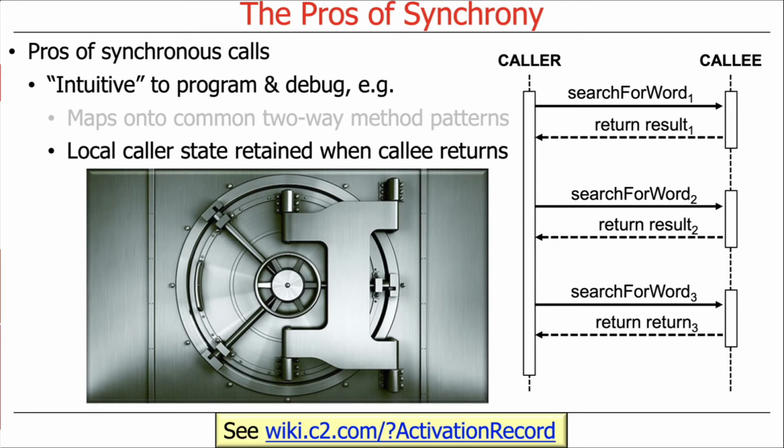Another reason they're intuitive and easy to program and debug is because the state of the local caller, the one that's making the call, is retained in the activation record of that particular method, so that when the callee returns, the state is sitting right where it was left. So there's nothing else you have to do to restore the state. It just happens magically because of the way that activation records work in stack-based programming languages, which are the vast majority of programming languages in use today.